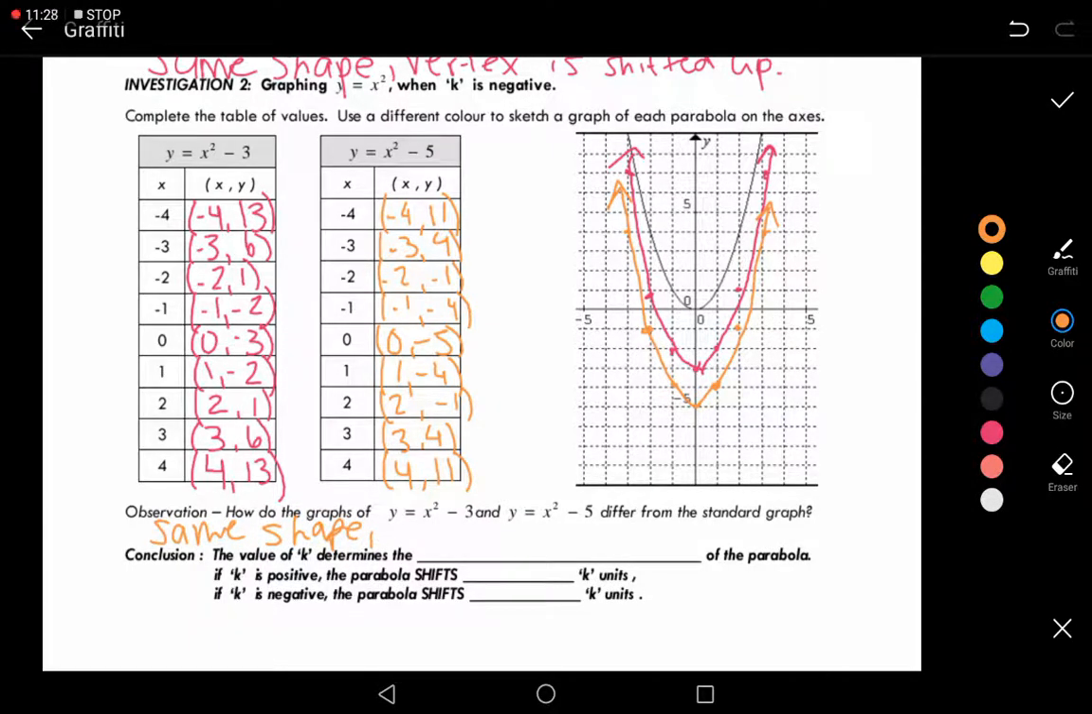And again, remember we're talking about the vertex here, just like we did before, where the vertex is shifted up. We can see now that the vertex is shifted down. So that pink graph, we can see that the vertex is now 0, -3, and the orange graph is 0, -5. So we're going to say same shape, vertex is shifted down.